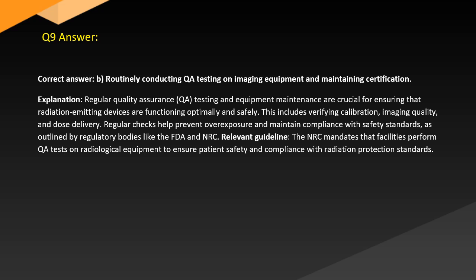Answer. Correct answer: B. Routinely conducting QA testing on imaging equipment and maintaining certification. Explanation. Regular quality assurance, QA testing and equipment maintenance are crucial for ensuring that radiation-emitting devices are functioning optimally and safely. This includes verifying calibration, imaging quality, and dose delivery. Regular checks help prevent overexposure and maintain compliance with safety standards, as outlined by regulatory bodies like the FDA and NRC. Relevant guideline. The NRC mandates that facilities perform QA tests on radiological equipment to ensure patient safety and compliance with radiation protection standards.